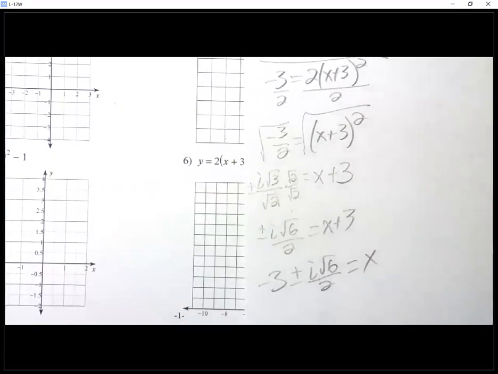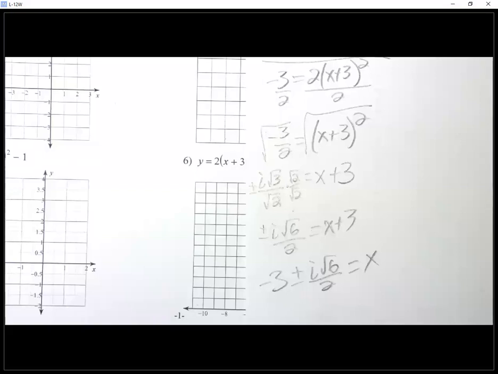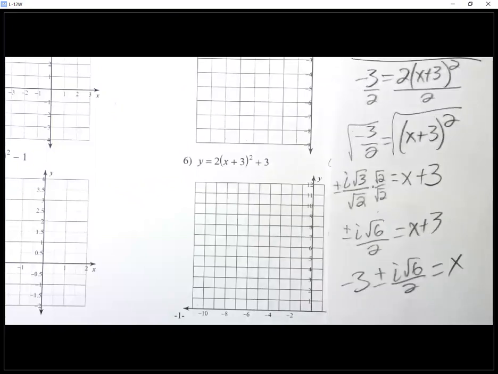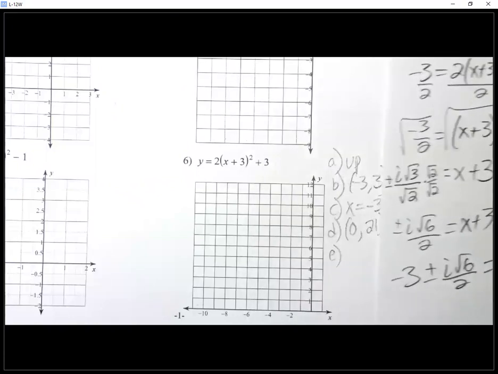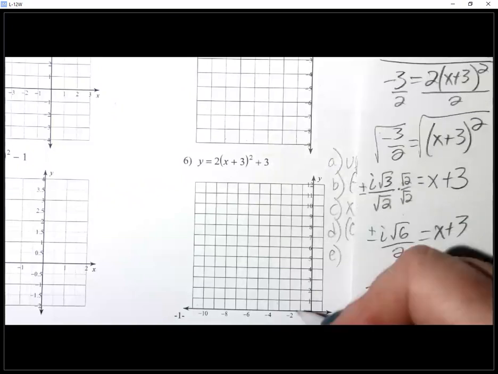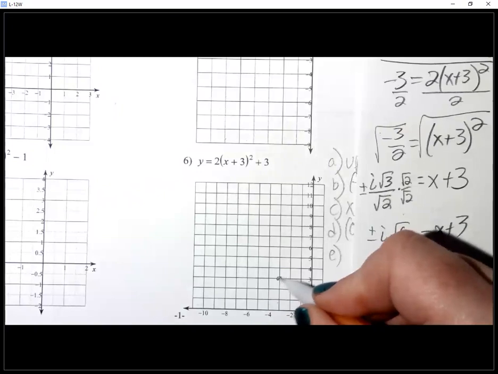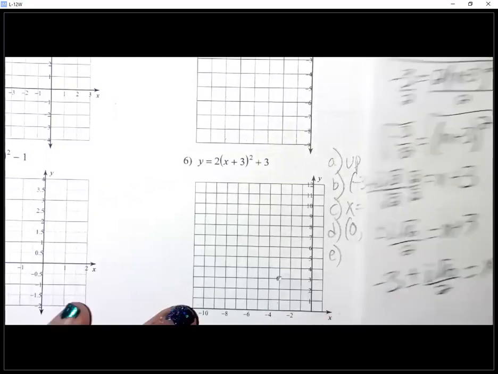So what does that tell me? This thing is never touching the x-axis. So when I make this graph, I would expect that that never happens. And yeah, my vertex is at negative 3, 1, 2, 3. And this is up like a cup. Yep, I'm never gonna hit there.